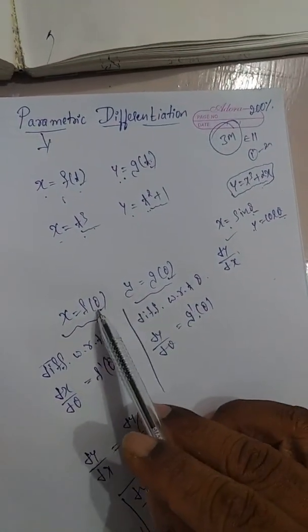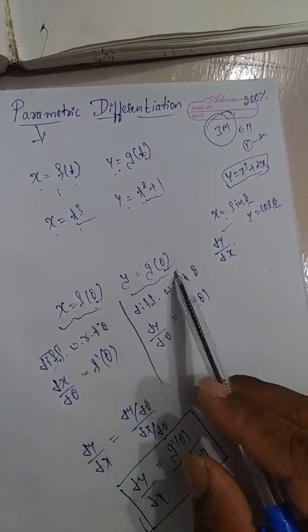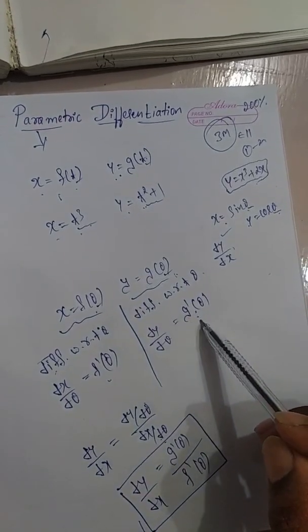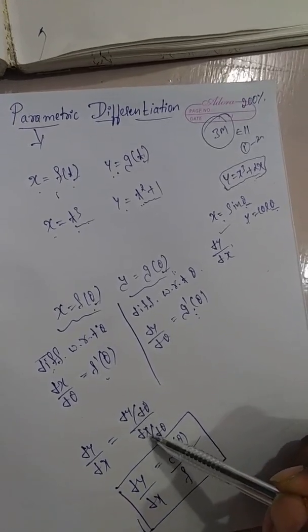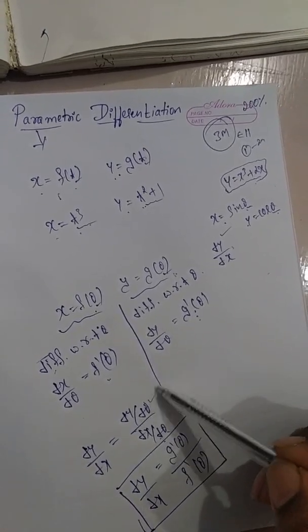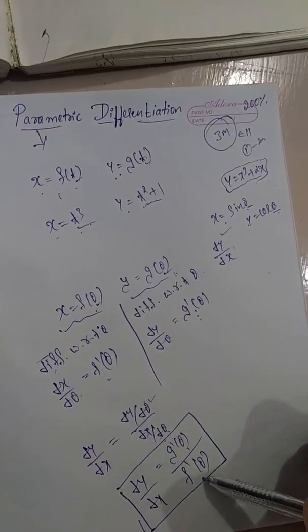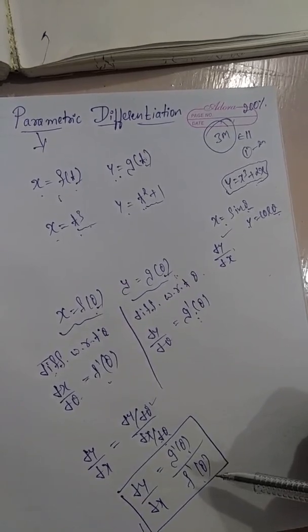If the given function is in the form of theta, you want to differentiate with respect to theta separately. To find dy by dx, what is the procedure? dy by dx is equal to dy by d theta divided by dx by d theta. We already know that dy by d theta is g dash of theta, and dx by d theta is f dash of theta. So this is the procedure for parametric differentiation.